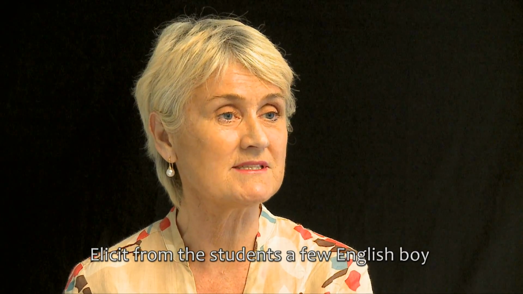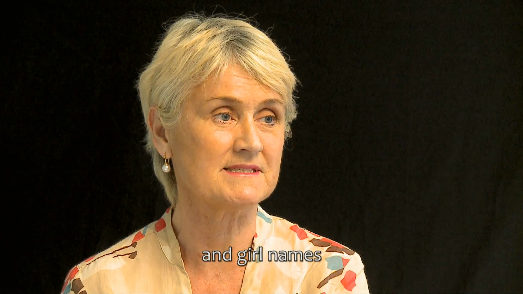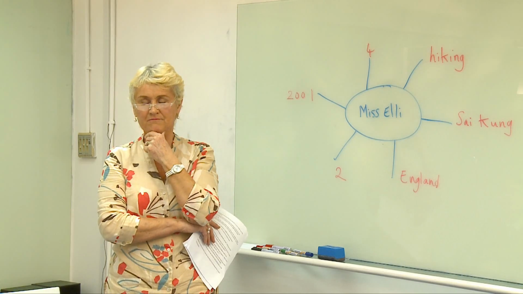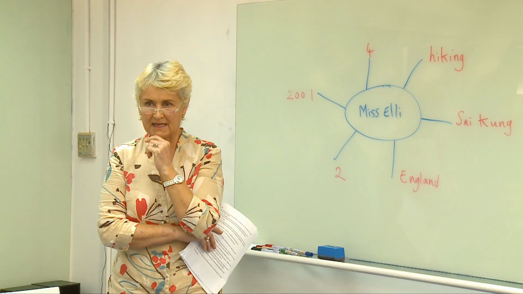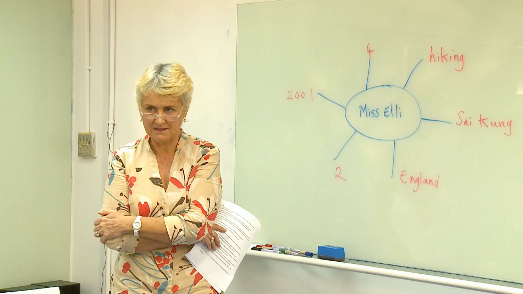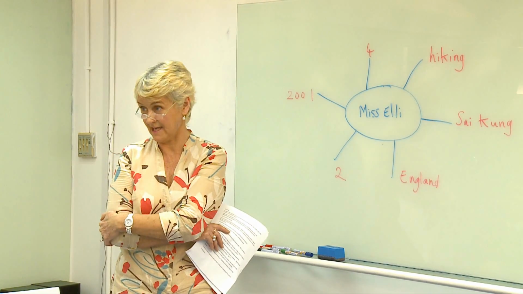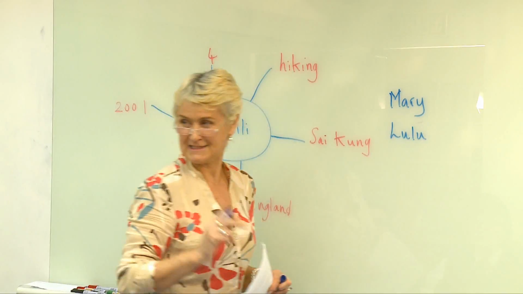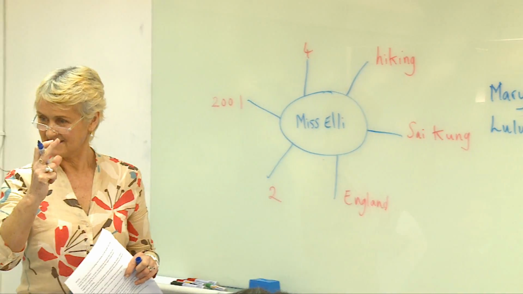Good. Step 2. Elicit from the students a few English boy and girl names. Now, I want you to think of English names of boys and girls. Can you think of any? I know you all have English names, but think of a different one. Can you give me an example of a girl's name, an English girl's name? Mary. Mary, good. We'll put that on the board. Lulu. That's a pretty name, isn't it? And two examples of boys' names.